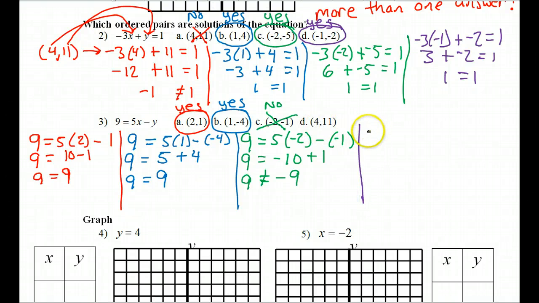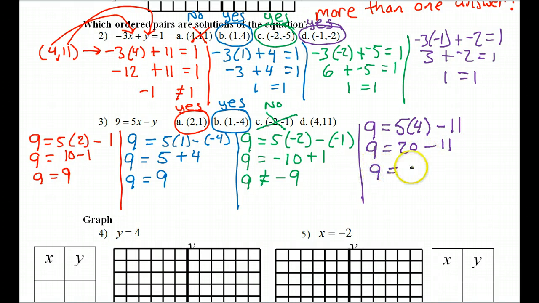for 4, 11. So does 9 equal 5 times 4 minus 11? 5 times 4 is 20. Minus 11 is 9. So that is another yes.